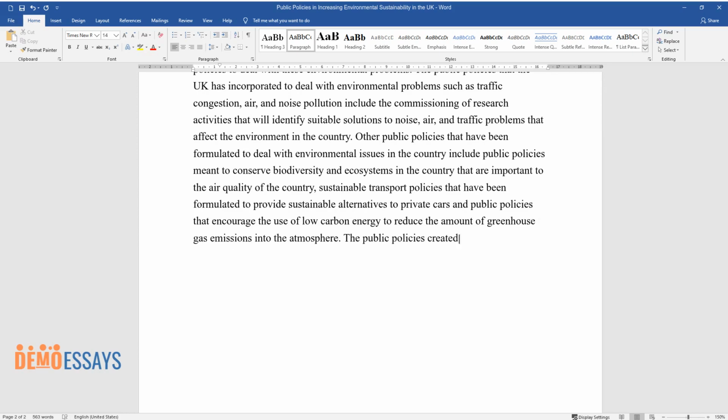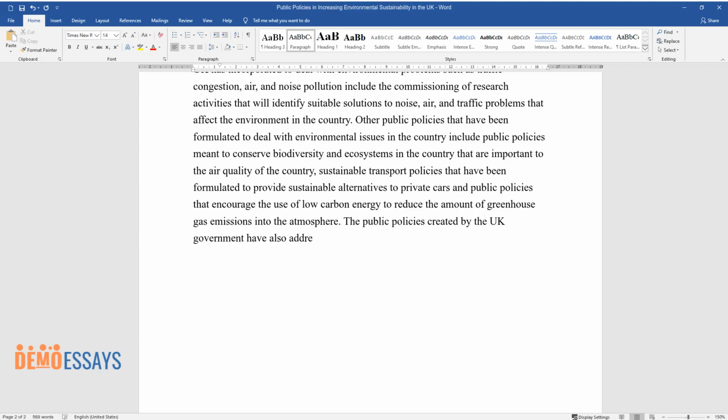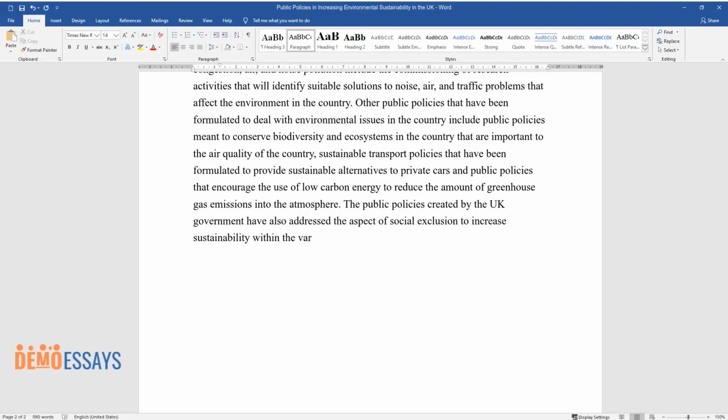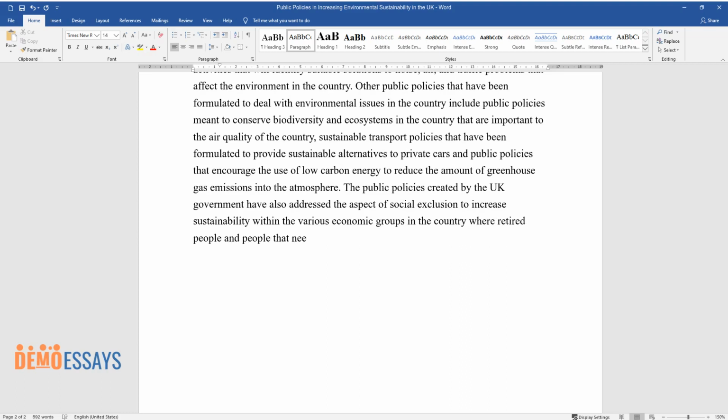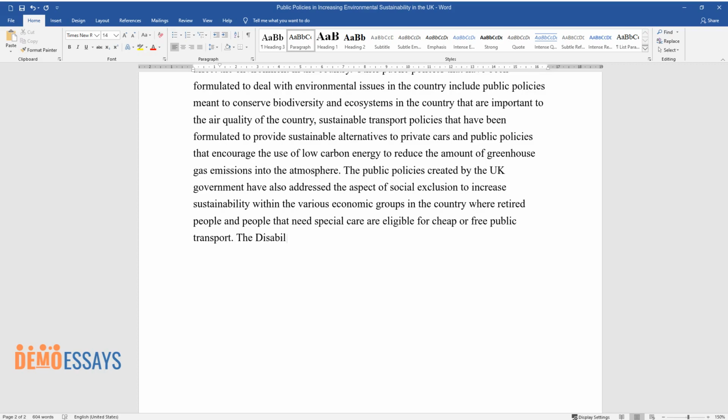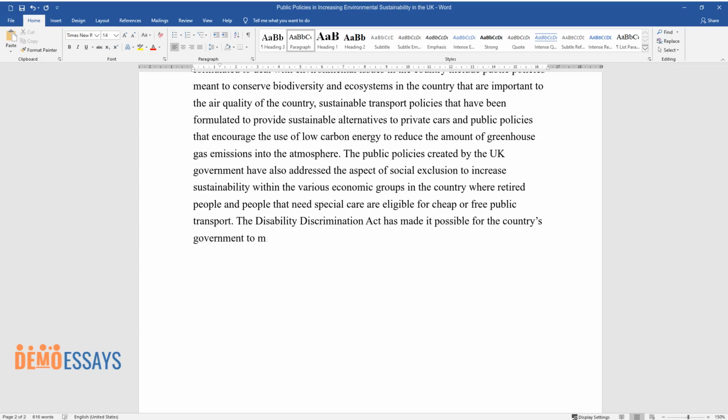The public policies created by the UK government have also addressed the aspect of social exclusion to increase sustainability within the various economic groups in the country, where retired people and people that need special care are eligible for cheap or free public transport. The Disability Discrimination Act has made it possible for the country's government to make public transport more accessible to disabled persons.